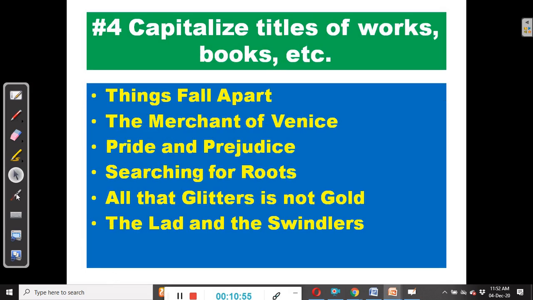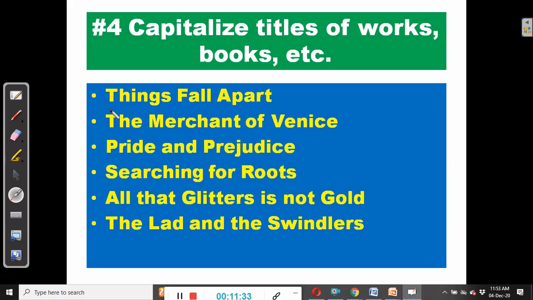Rule number 4: capitalize titles of works, books, etc. Works like literary works, works of artists, works of authors, works of painters, works that are classified as works. When you refer to someone's work, the title of someone's work or book, it could be a poem, it could be a play, of course, it should always be capitalized.